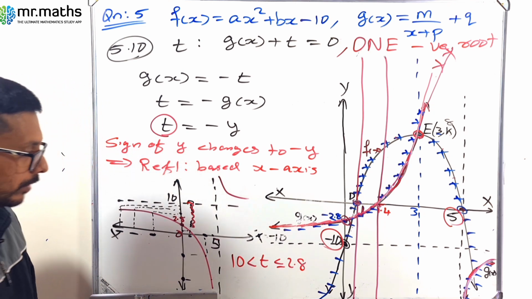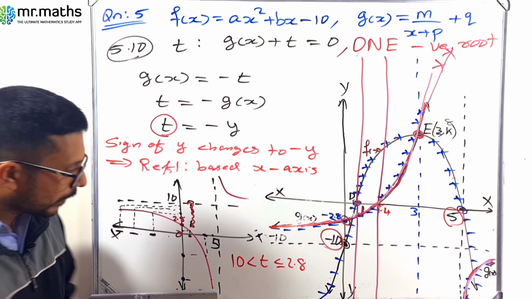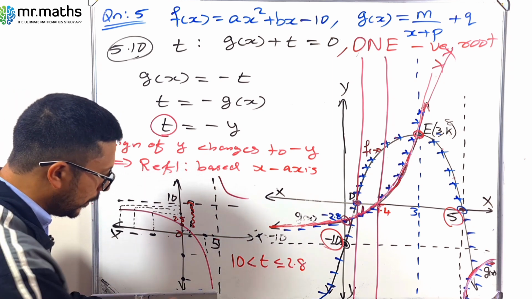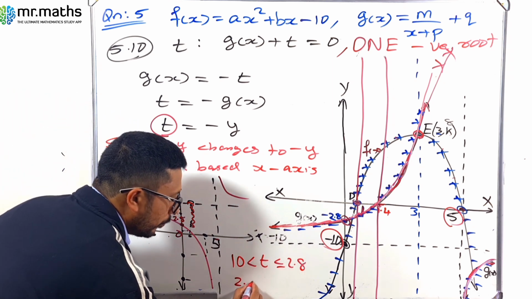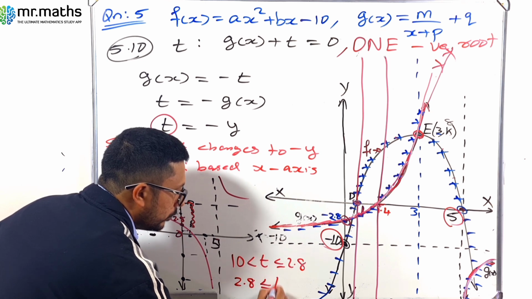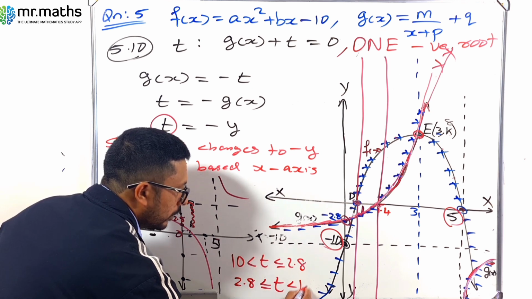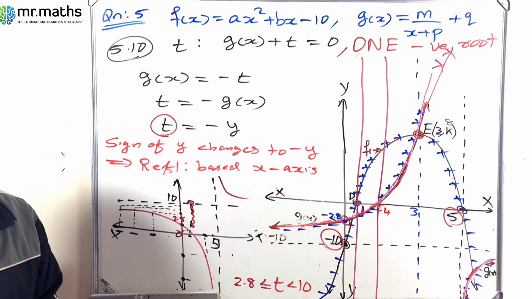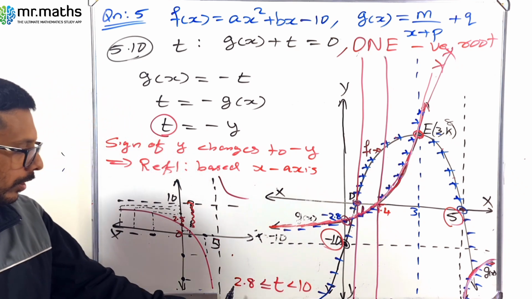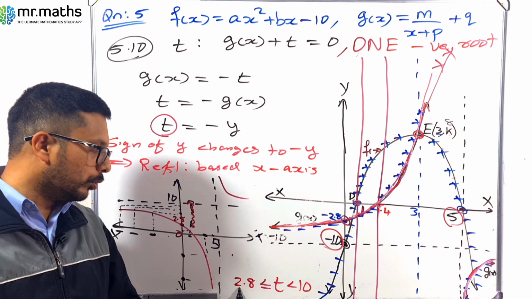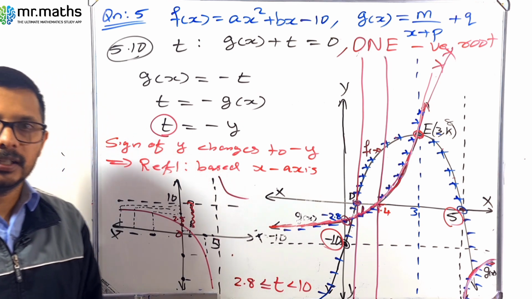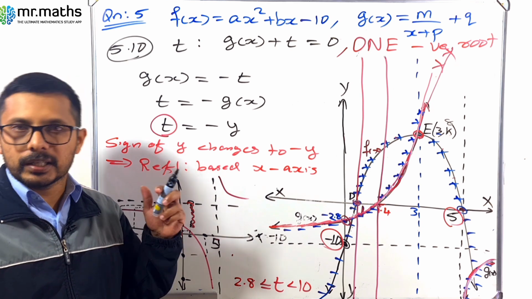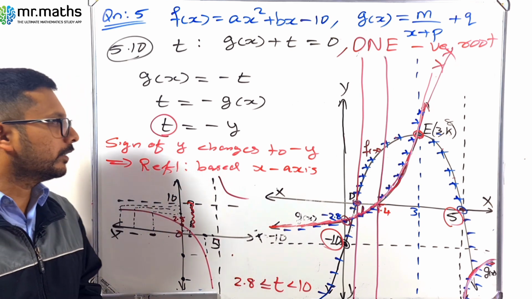Sorry, I'm supposed to write it the other way around. I'm not supposed to write it like this; it is supposed to be the small value first. So it is 2.8 less than or equal to t less than 10. I'm supposed to write it like this: first the small number, then the bigger number. Okay, so the value of t is between 2.8 and 10. That is the answer. Okay, yeah, watch again. That's a tricky question. Watch again and try to understand.